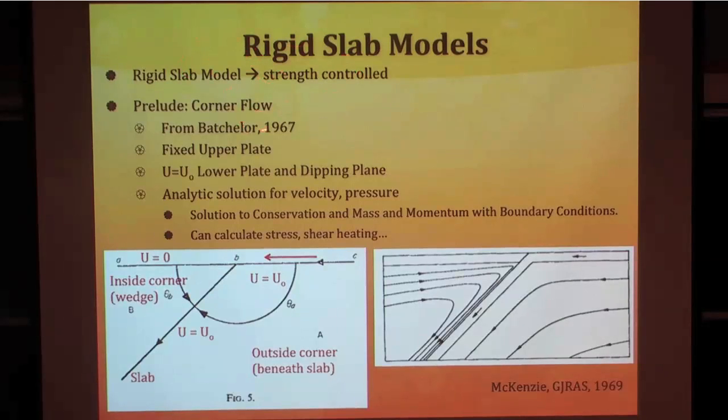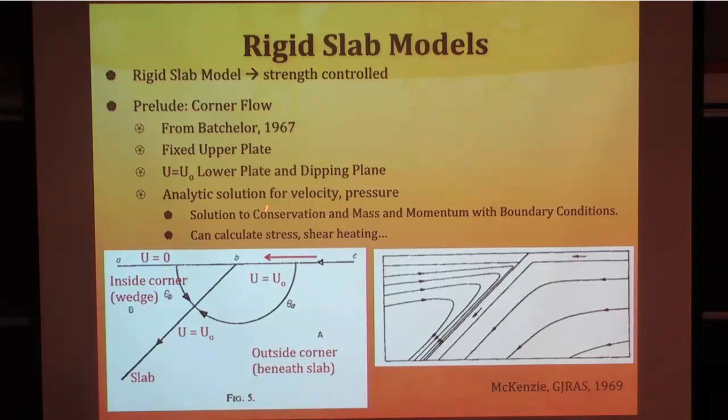This rigid slab model comes from a calculation of corner flow. This is from Batchelor 1967, which is an engineering application that was adapted by Dan McKenzie in 1969 to study subduction once that was understood. So the idea is you have a fixed upper plate, okay, and you have a moving lower plate which turns at a corner. So you have an inside corner where there's flow here, and you have an outside corner where there's flow here. And it's being driven by these boundary conditions, these kinematic boundary conditions.